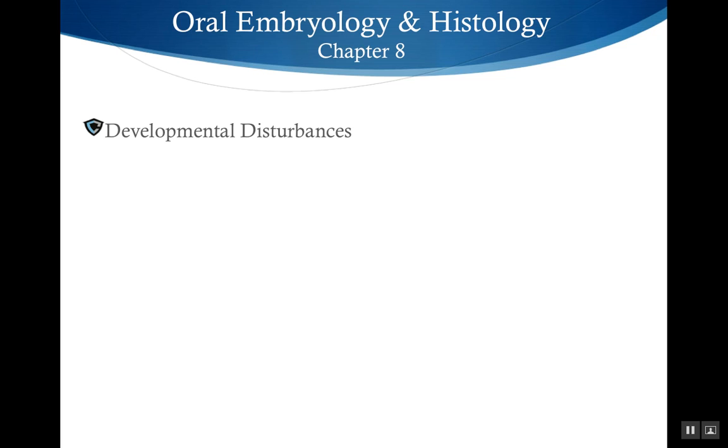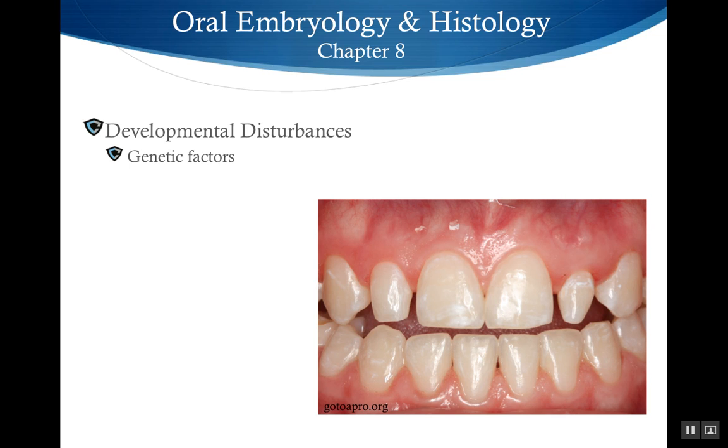So let's talk about some disturbances in tooth development that can occur at any stage of development of the tooth and can create a wide variety of anomalies. There are two major categories of factors that can adversely affect the development of teeth, and they are genetic factors and environmental factors. Now, genetic factors most often involve tooth size and jaw size. So, for example, if a child inherits large teeth from one parent and a small jaw from the other, or small teeth and a large jaw, this can create a malocclusion.